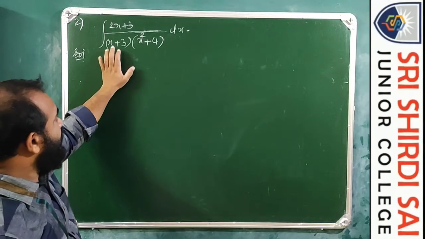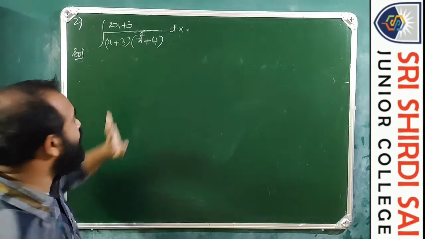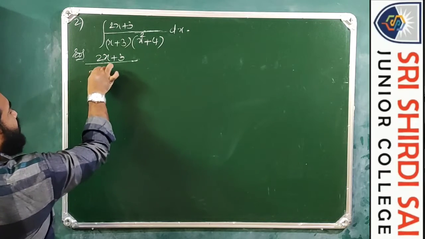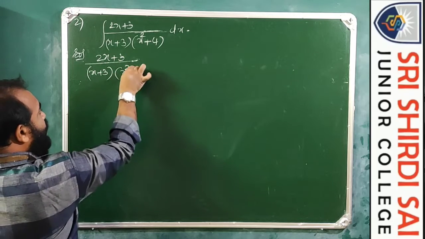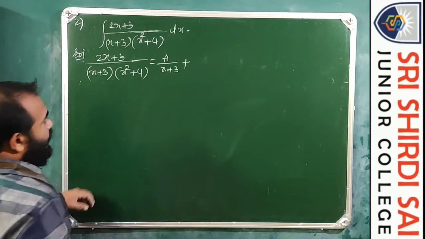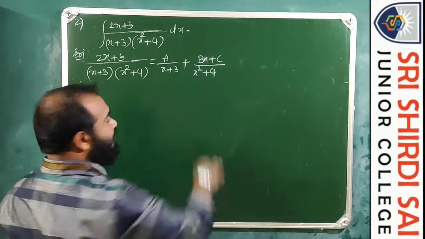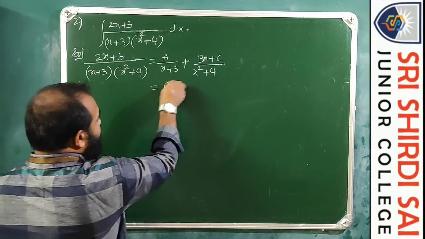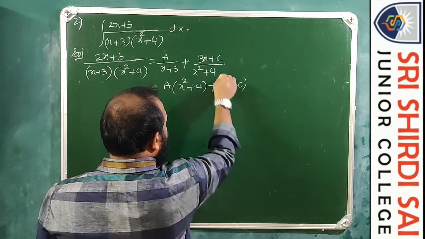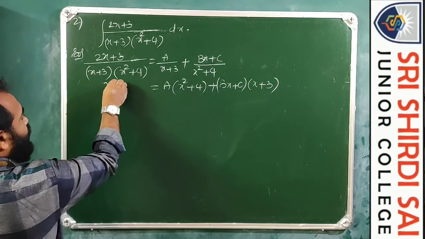So this is a non-repeated linear factor, type 1, and this is an irreducible quadratic factor, type 3. So the partial fractions for (2x plus 3) by (x plus 3)(x square plus 4) is equal to A by (x plus 3), type 1, plus (Bx plus C) by (x square plus 4), type 3. So this is A into (x square plus 4) plus (Bx plus C) into (x plus 3) is equal to 2x plus 3.